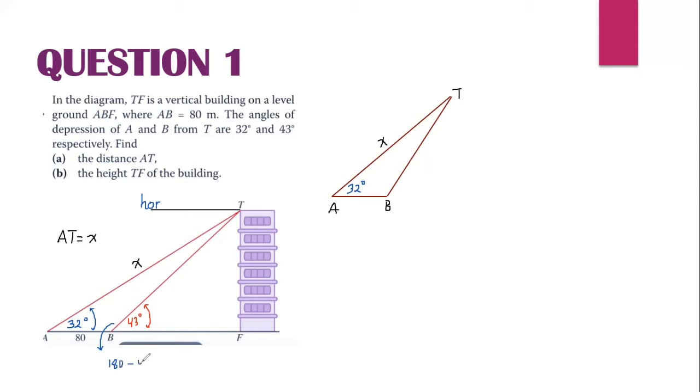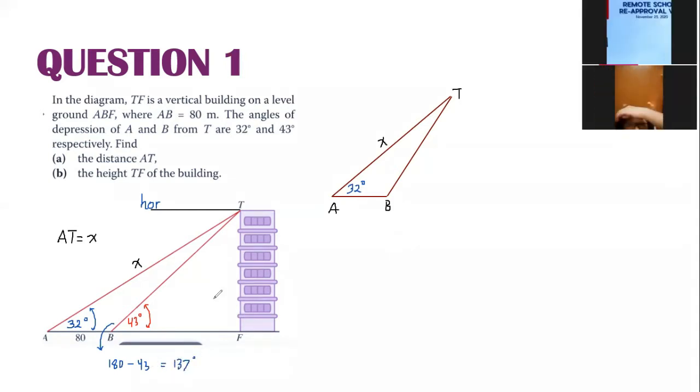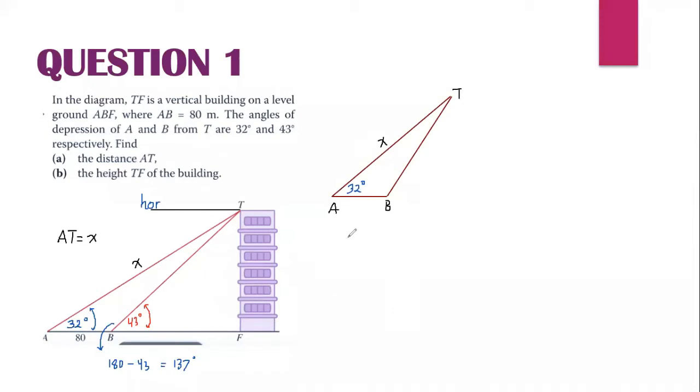180 minus 43. Okay, we got 137 degrees. So you can say here is 137 degrees. And AB is 80, right? AB is 80.